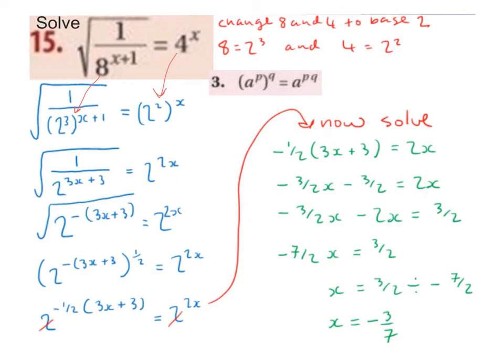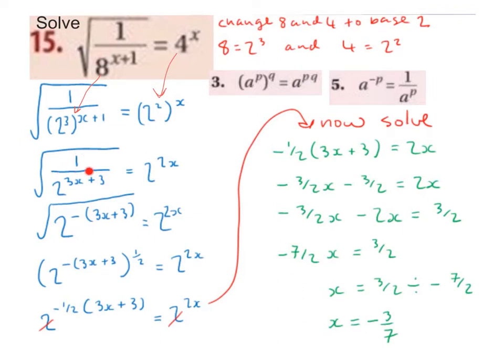Okay, in my next step, what I'm going to do is get rid of this fraction. So I've got 1 over 2 to the power of 3x plus 3, but I don't want a fraction. So I'm going to change that to 2 to the power of minus 3x plus 3. And I'm using another rule of indices for that step, and that is rule number 5: a to the power of minus p equals 1 over a to the power of positive p. So I'm actually using this rule in reverse. I'm going from 1 over a to the power of positive p to a to the power of minus p.